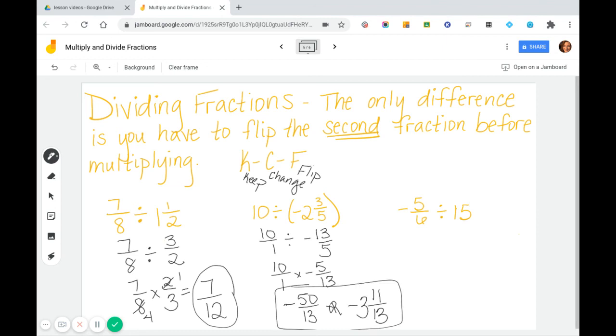Last one, make them both something over something first. Don't start reducing, multiplying anything, no flipping until after you make them both something over something.